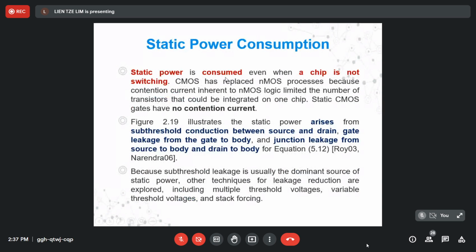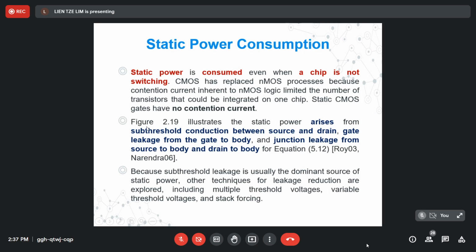Static power is consumed even when a chip is not switching. CMOS has replaced NMOS processors because contention current inherent to NMOS logic limited the number of transistors that could be integrated on one chip. Static CMOS gates have no contention current. So this one you have to take note.